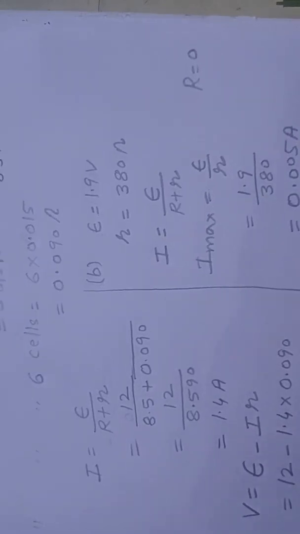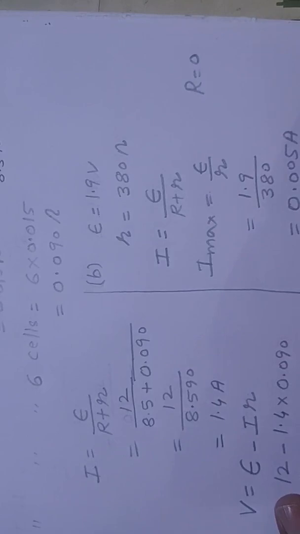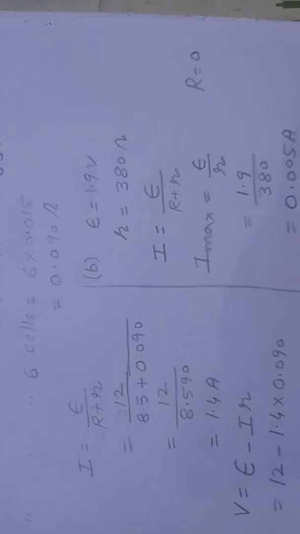The value of the current is very small. Motor of a car cannot be driven with this cell because it requires large current in a very short interval of time.